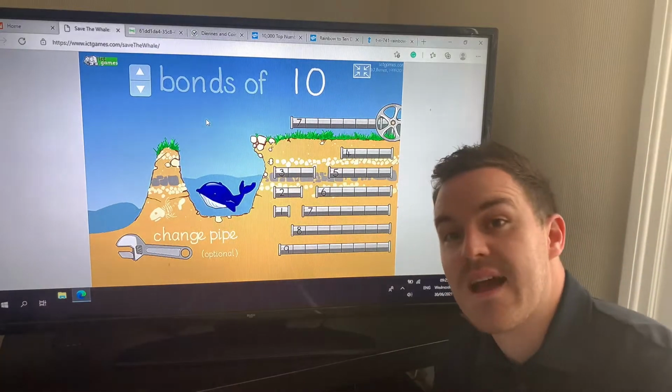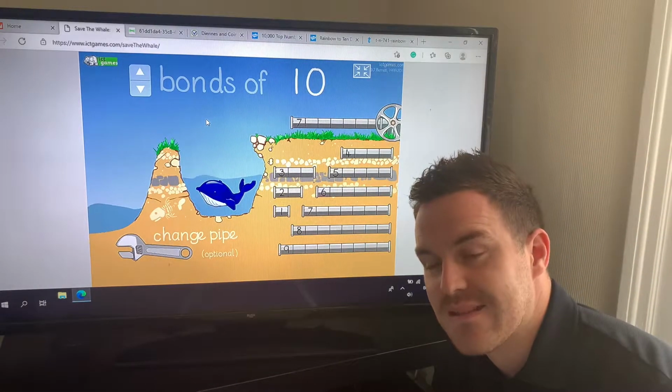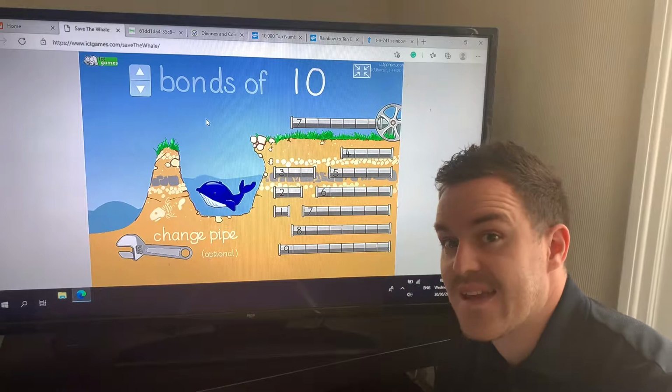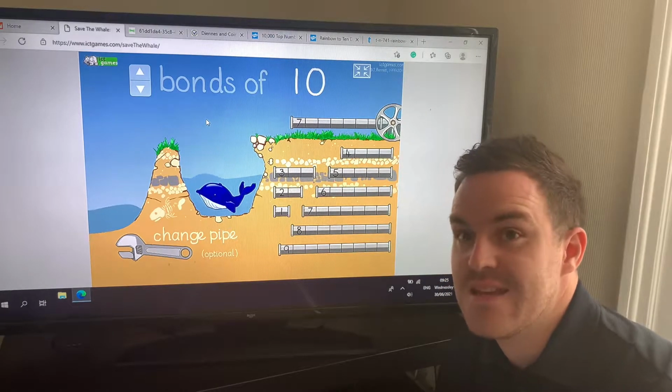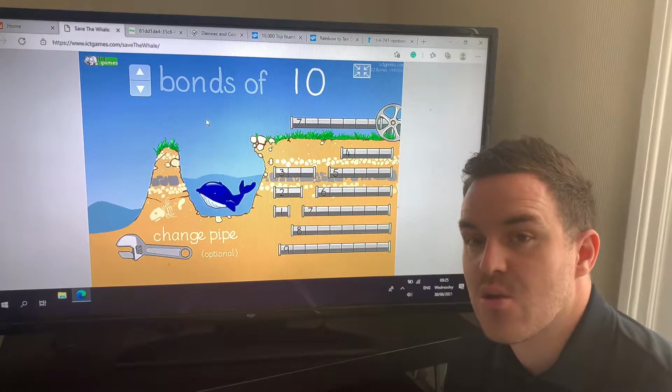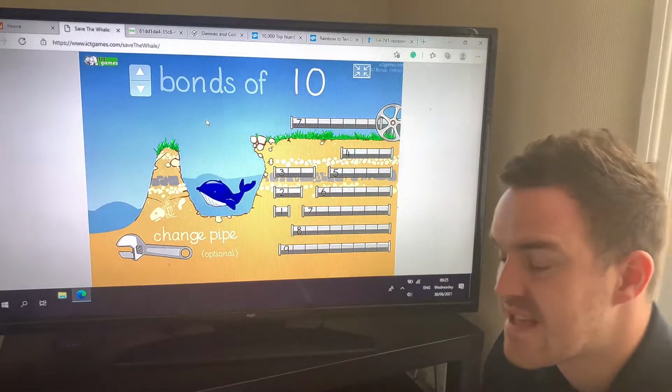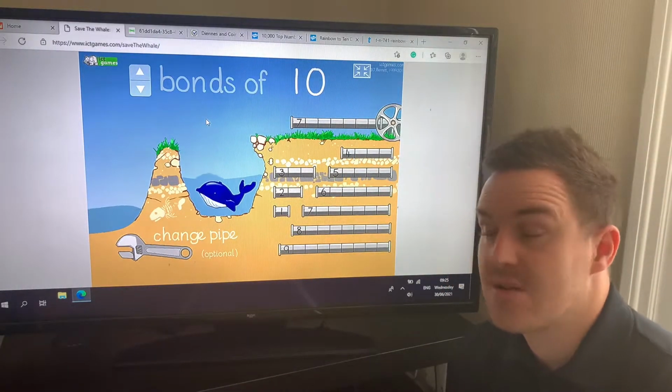Okay, hello again guys, and today in maths we're looking at using our number bonds of 10 knowledge to help us add three one-digit numbers together quickly. So let's have a look at our number bonds of 10 first. Let's do a little bit of revision of that.